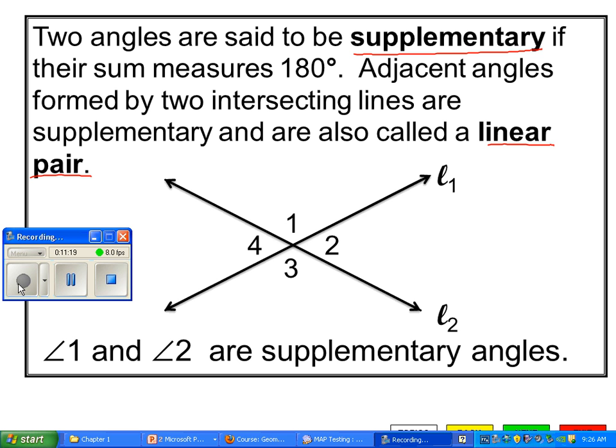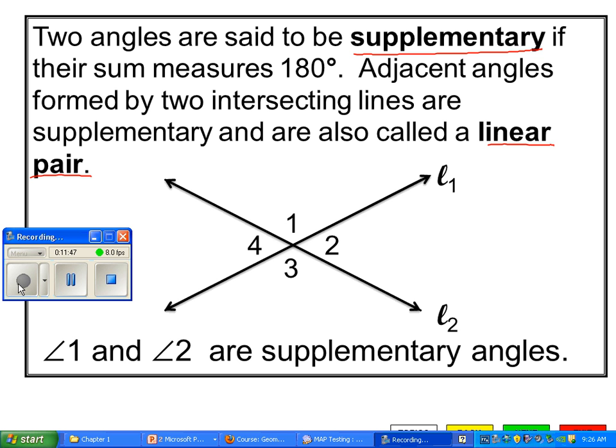All right, two angles are said to be supplementary. If it helps you to write it down a different way, here is the definition of supplementary angles. Supplementary angles are two angles that add up to be 180 degrees. So supplementary angles are two angles that add up to be 180 degrees.